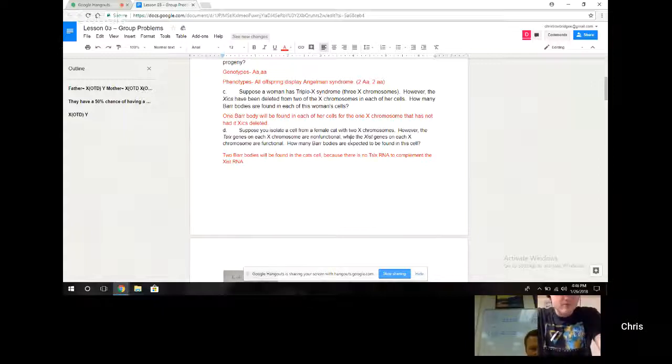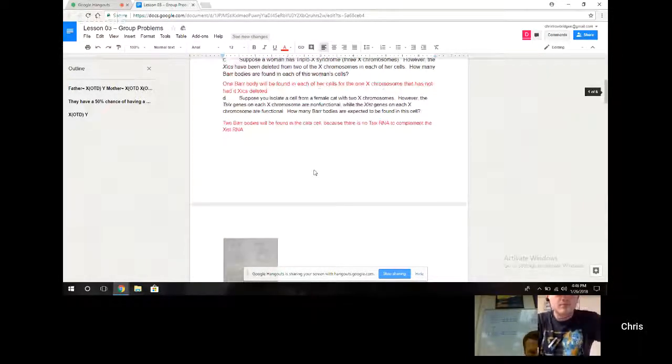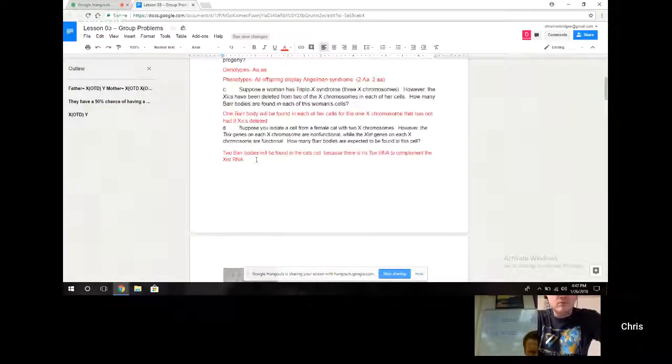Suppose you isolate a cell from a female cat who has 2 X chromosomes. However, the Tsix genes on each X chromosome are non-functional, while the XIST genes on the X chromosomes are functional. Basically, it's asking how many bar bodies there would be. I figured out that there would be 2 bar bodies because with there being no Tsix RNA to complement the XIST RNA, it wouldn't be there to complement it, like I said. So basically, the body would blotch out both of her X chromosomes.